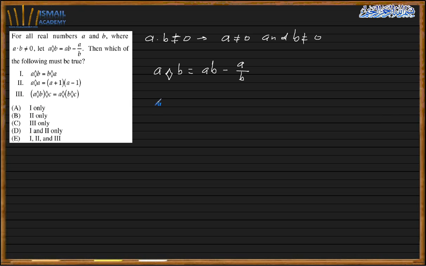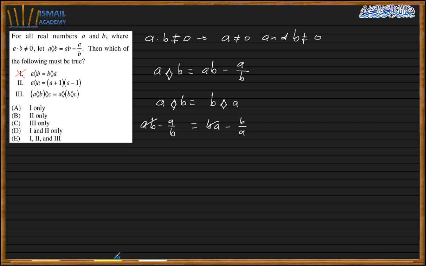So let's start with the first one. Can we have A diamond B be the same thing as B diamond A? So let's see, A diamond B is the first times the second minus the first over the second. And the same thing here, the first times the second minus the first over the second. We know that BA and AB are the same, so this can be cancelled out. But is A over B the same thing as B over A? So pick a number. 1 over 2, is it 2 over 1? No. That means the first choice cannot work.